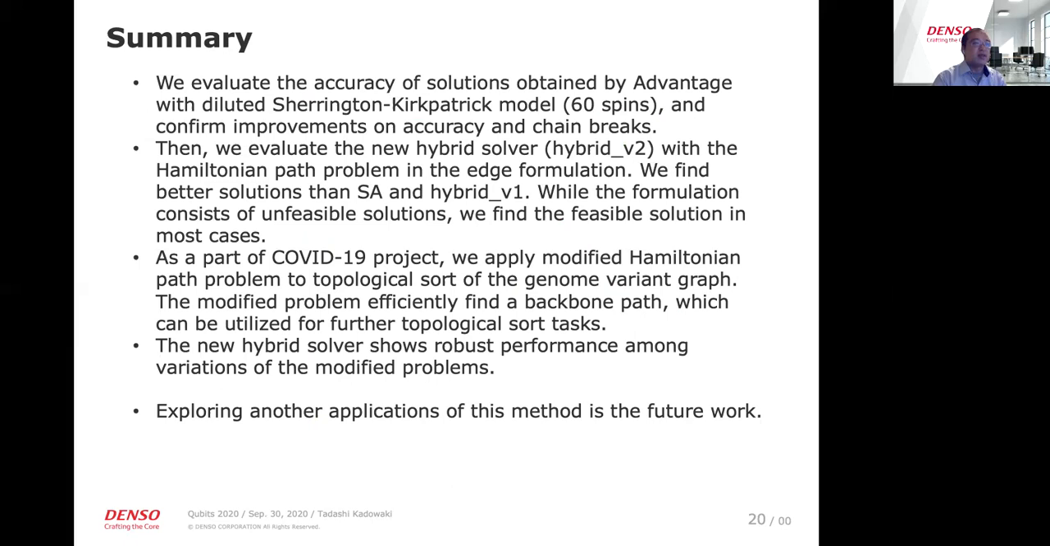As a part of COVID-19 project, we apply modified Hamiltonian path problem to topological sort of the genome variant graph. The modified problem efficiently finds a backbone path, which can be utilized for future further topological sort tasks. The new hybrid solver shows robust performance among variations of the modified problems. Exploring another application of this method is a future work.